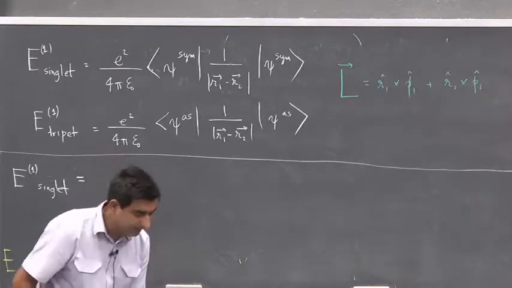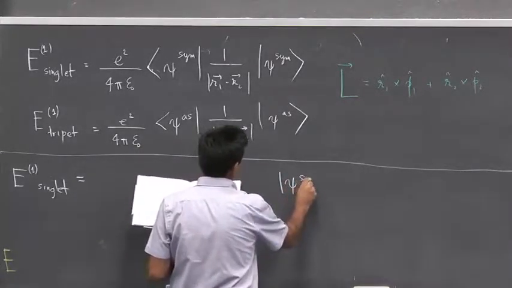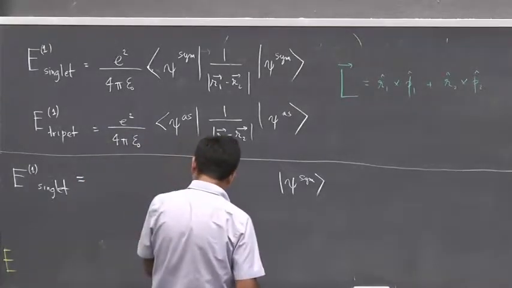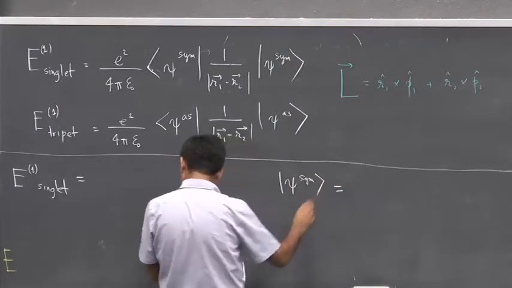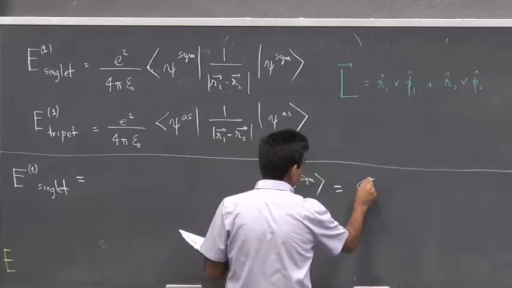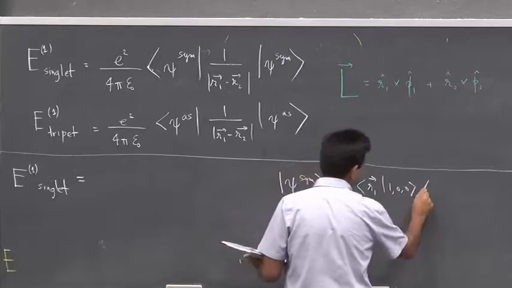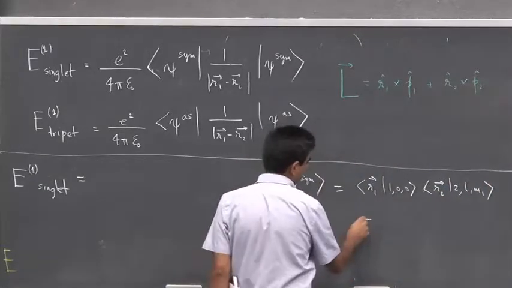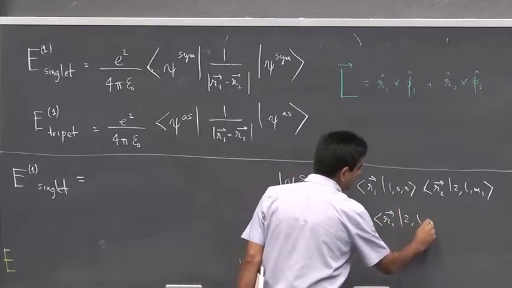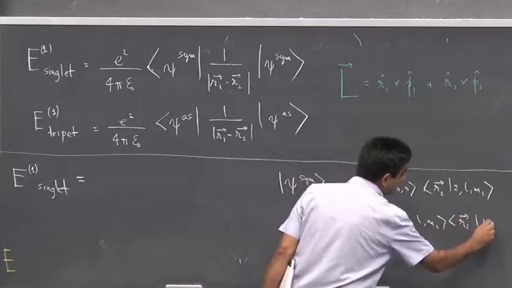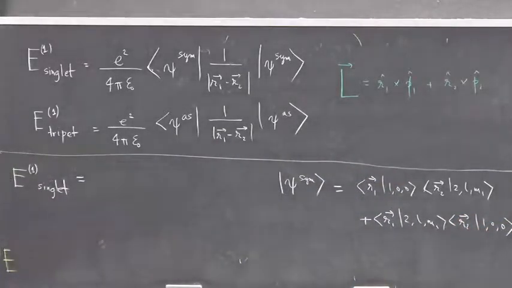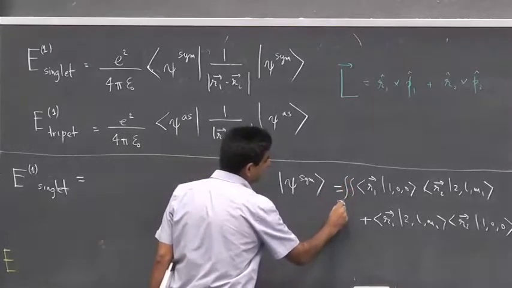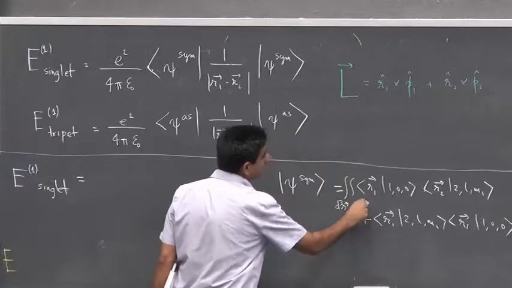If you repeat the same calculation that you did for the ground state, in this case psi sim turns out to be equal to R1 1 0 0 R2 2 L ML plus R1 2 L ML R2 1 0 0. Remember, your symmetric wave function is now this function. You express this in terms of the symmetric basis states. This is your state in the position space.